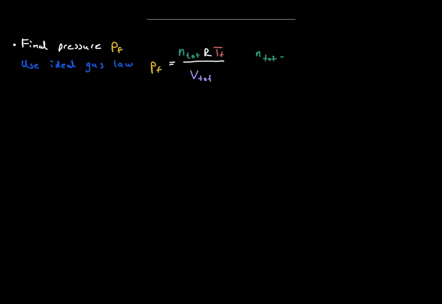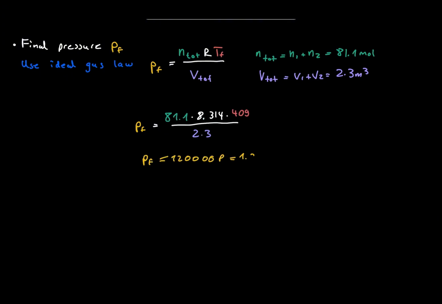Next, we calculate the final pressure. After opening the connection, the total volume is the sum of both tank volumes. So the total volume is 2.3 cubic meters. Using the ideal gas law again, with the total number of moles, total volume, and final temperature, we get a final pressure of about 1.2 bars. So in this example, the pressure stays the same.